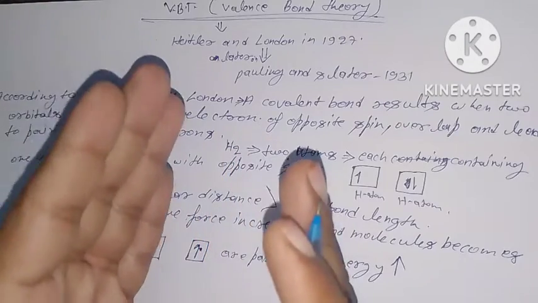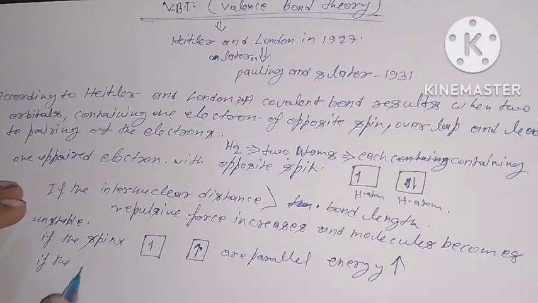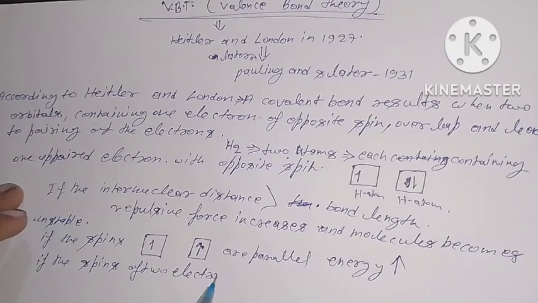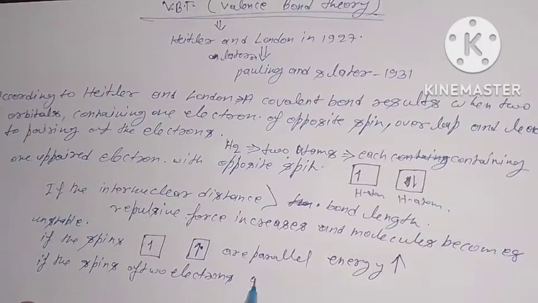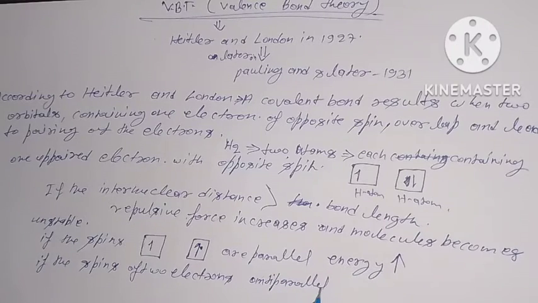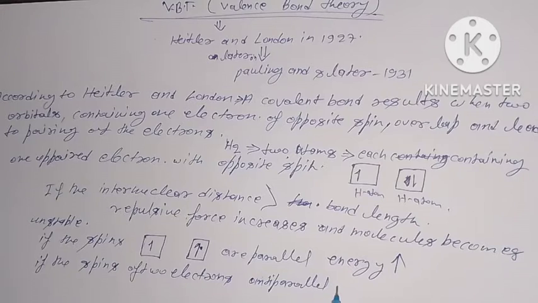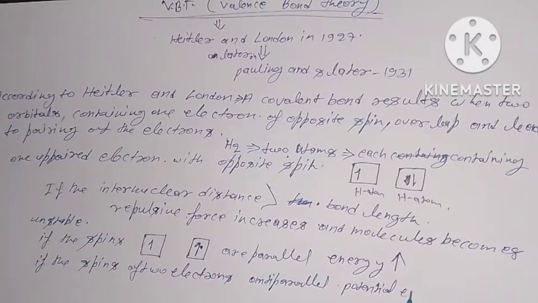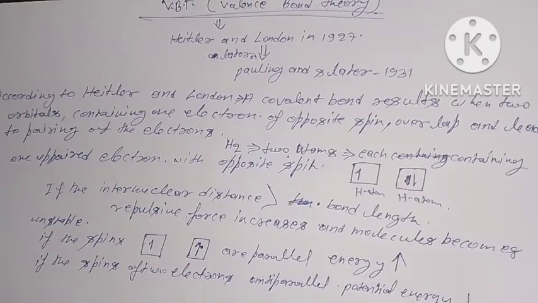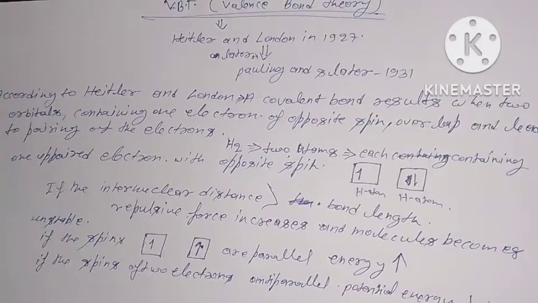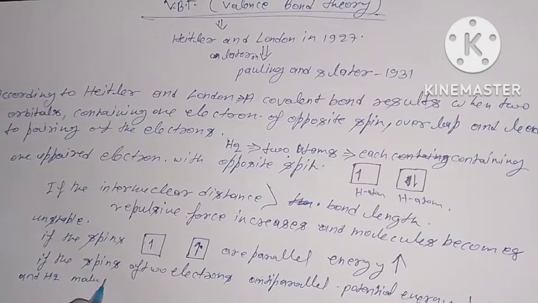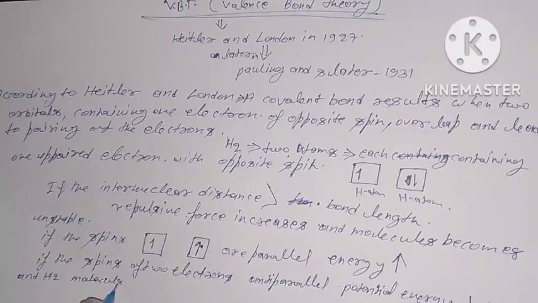If the spins of two electrons are anti-parallel, only then does the potential energy become minimum, and the H2 molecule is formed.